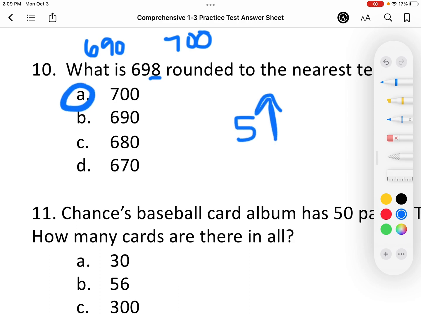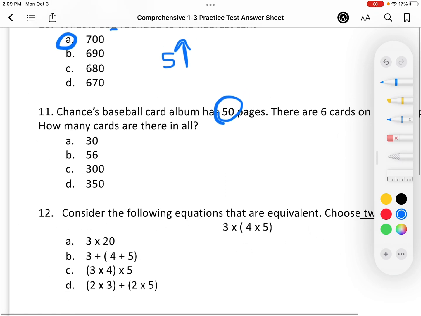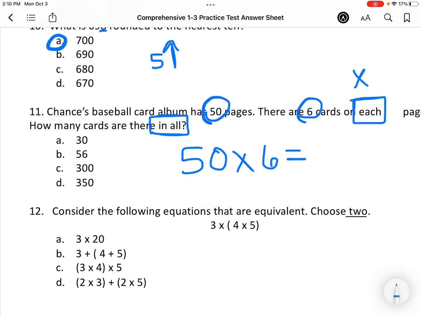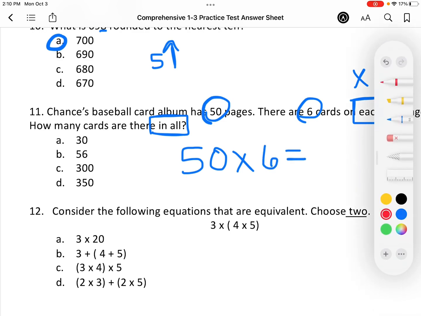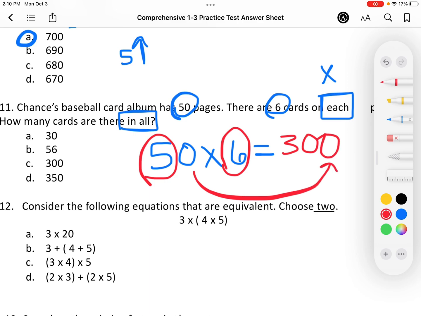to 700. Chance's baseball card album has 50 pages. There are 6 cards on each page. How many cards are there in all? Since it has the word each, we know that we're going to multiply, and in all, we need to find that total. So we have to set up our problem to be 50 times 6, and we don't panic about it being large because we know that we can circle the numbers that are not 0. And then 5 times 6 is 30, and we're putting the 0 at the end to equal 300.